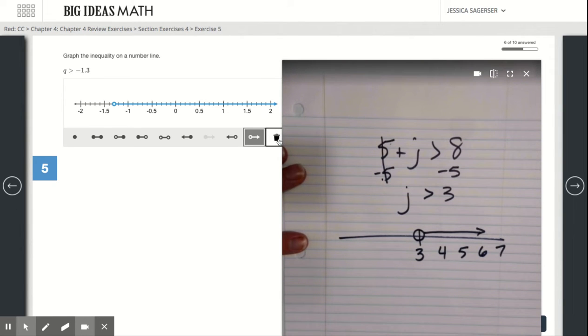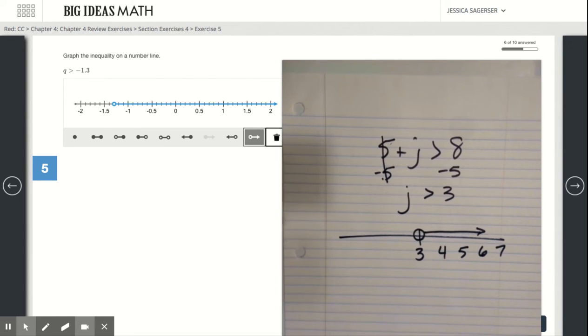Now we're going to graph this inequality on a number line. Q is greater than -1.3. So we're going to put an open circle at -1.3. If it's greater than, it's moving to the right, okay? So 0 is greater than -1.3, and we would plug that in there and say, yep, that's true.